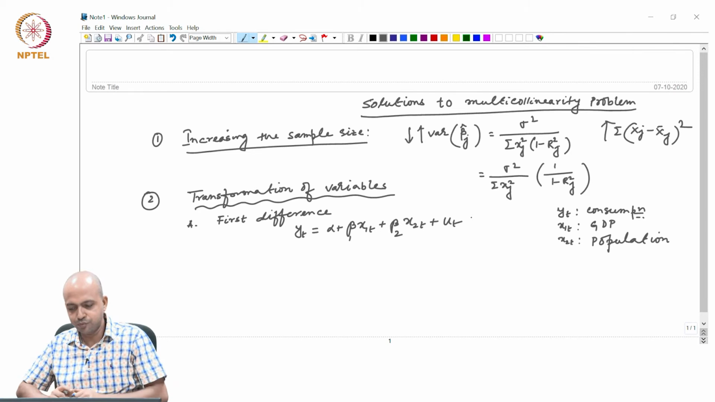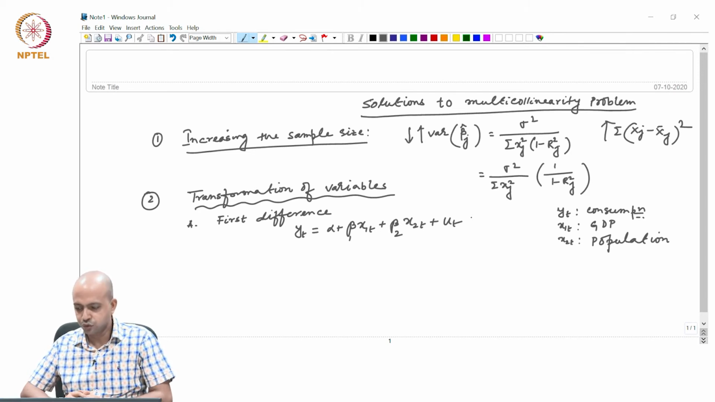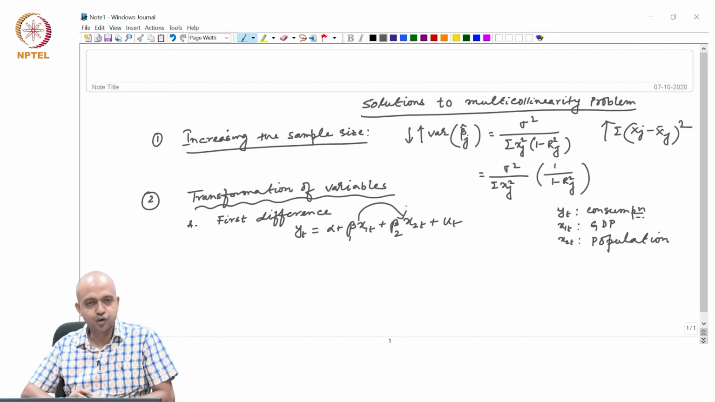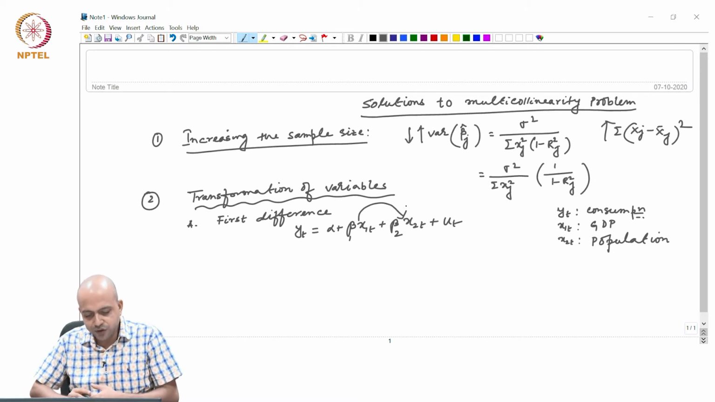Okay, I have income, which is given by GDP, and also population. These are the two factors that determine the consumption expenditure of the country, and we assume that GDP and population are highly correlated. Okay, they have high pairwise correlation. Now, how will you apply the first difference?